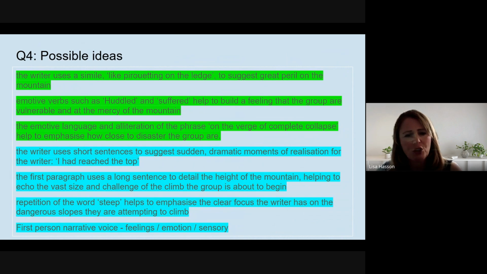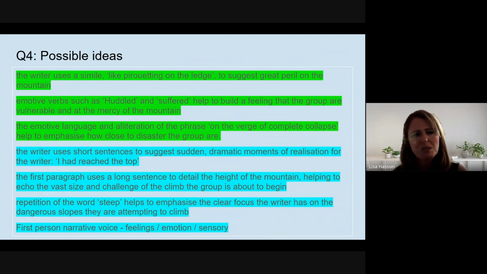All the ones here in green are referring to language, and all the ones in blue are referring to structure. They're not written in terms of sentences. These are just sort of advice from the mark scheme. That's why I haven't put capital letters there at the beginning, just to let you know these aren't intended to be sentences.